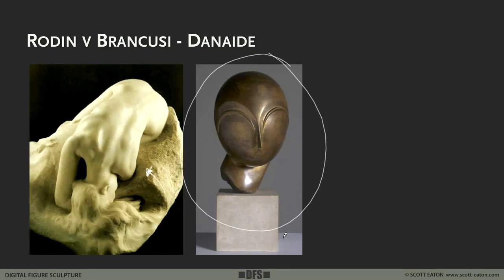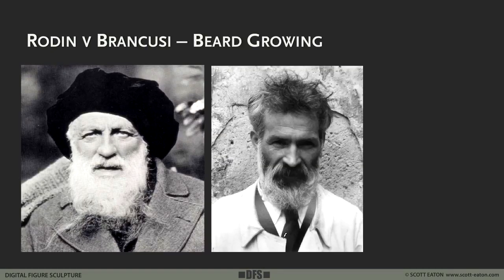So there's strong collector taste for it. Okay, so where does that leave us, these two kind of along parallel tracks? Pretty much tit for tat through the first two sculptures, so final throwdown is Rodin versus Brancusi in beard growing. And this is really what it comes down to as a sculptor when you get old, is your ability to grow a big white beard.